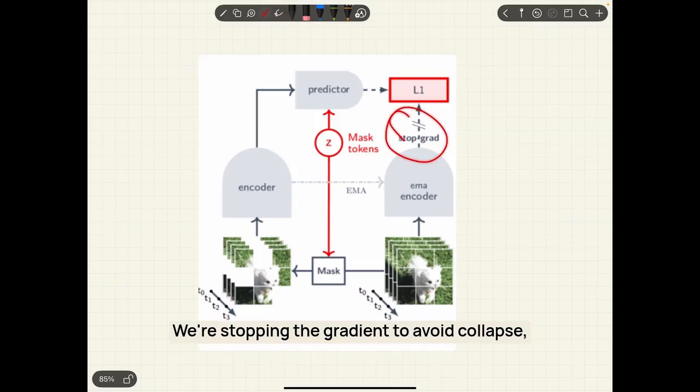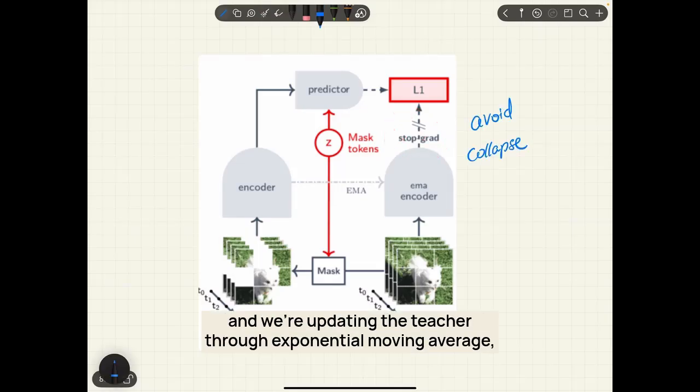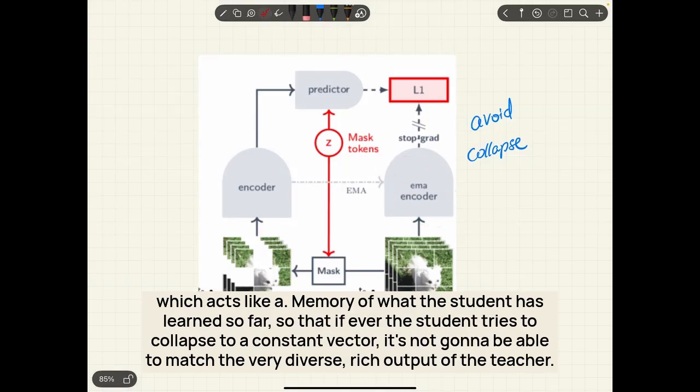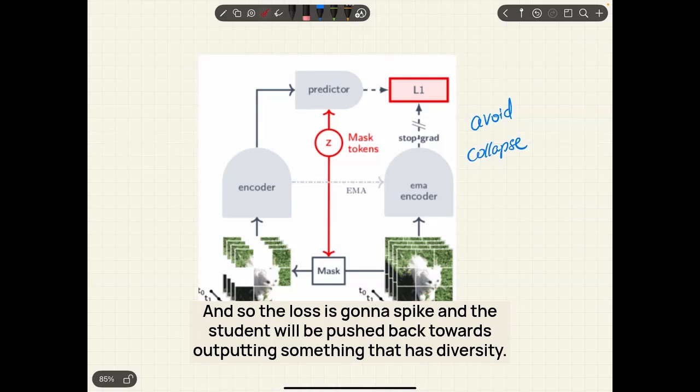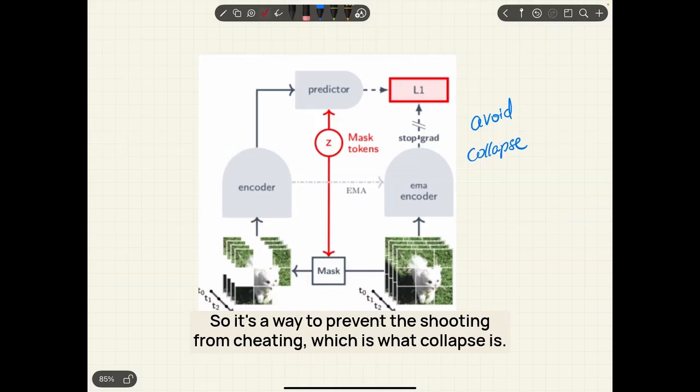We're stopping the gradient to avoid collapse, and we're updating the teacher through exponential moving average, which acts like a memory of what the student has learned so far, so that if ever the student tries to collapse to a constant vector, it's not going to be able to match the very diverse, rich output of the teacher. And so the loss is going to spike, and the student will be pushed back towards outputting something that has diversity. So it's a way to prevent the student from cheating, which is what collapse is.